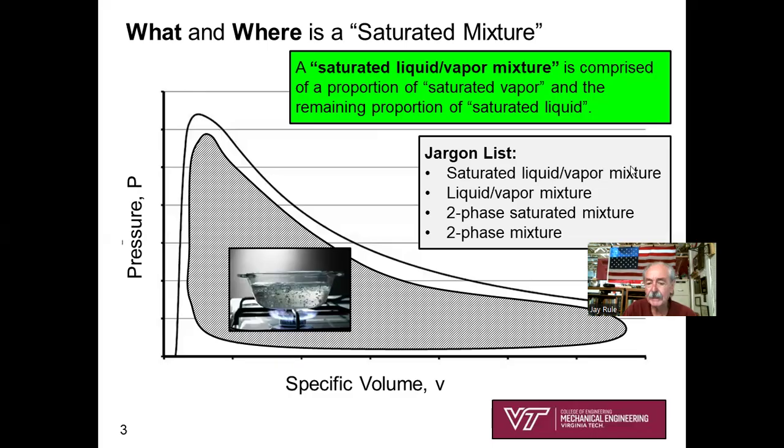So a saturated liquid vapor mixture would be one way. Some people might just say liquid vapor mixture. You have to realize it's the same thing. Some people might call it a two-phase saturated mixture. That's perfectly valid, right? The two phases are liquid and vapor, or simply a two-phase mixture. So any of those can work. I try to say saturated liquid vapor mixture. That's what I try to say.